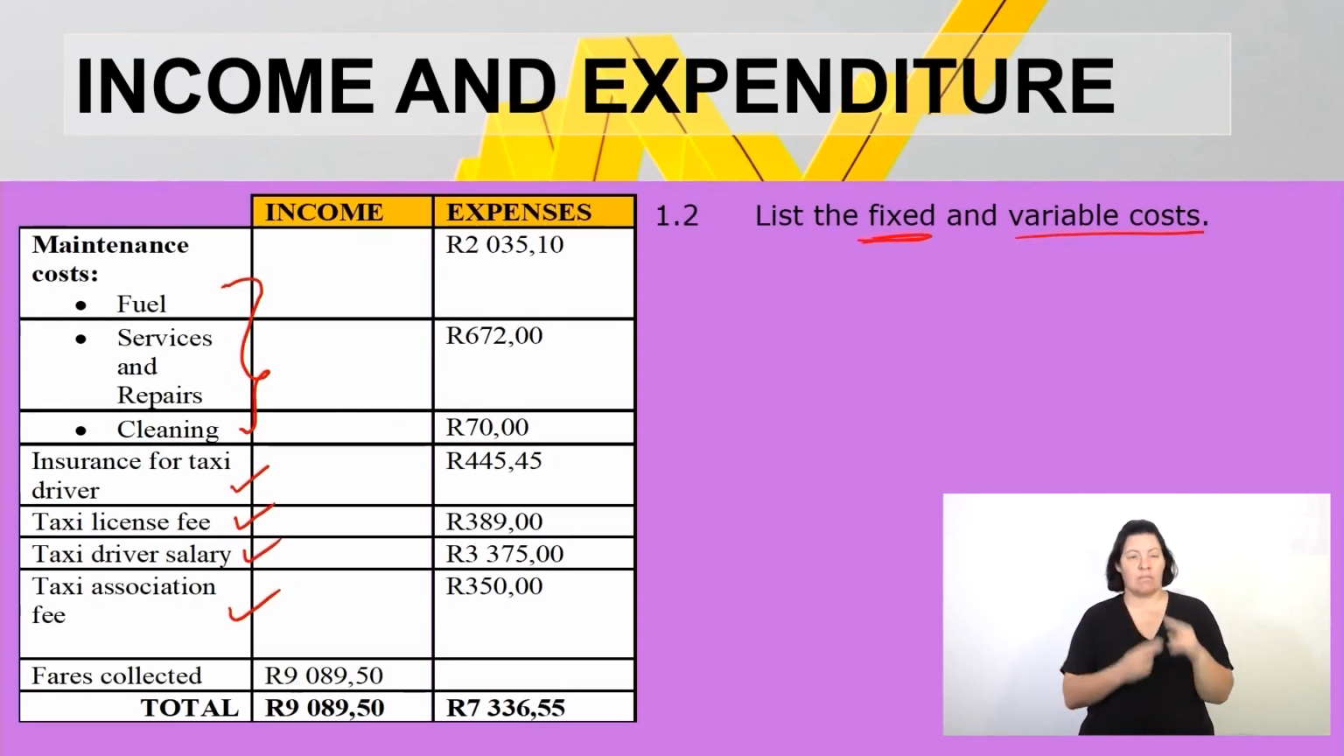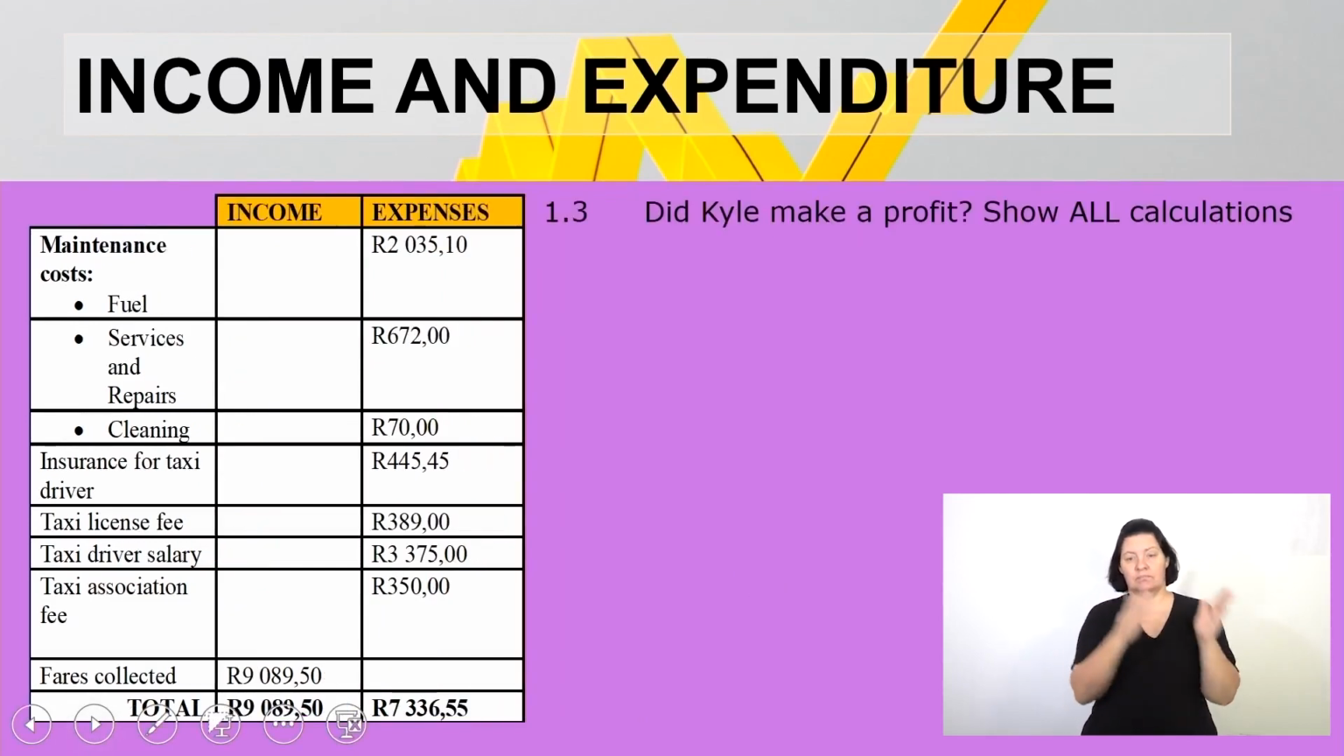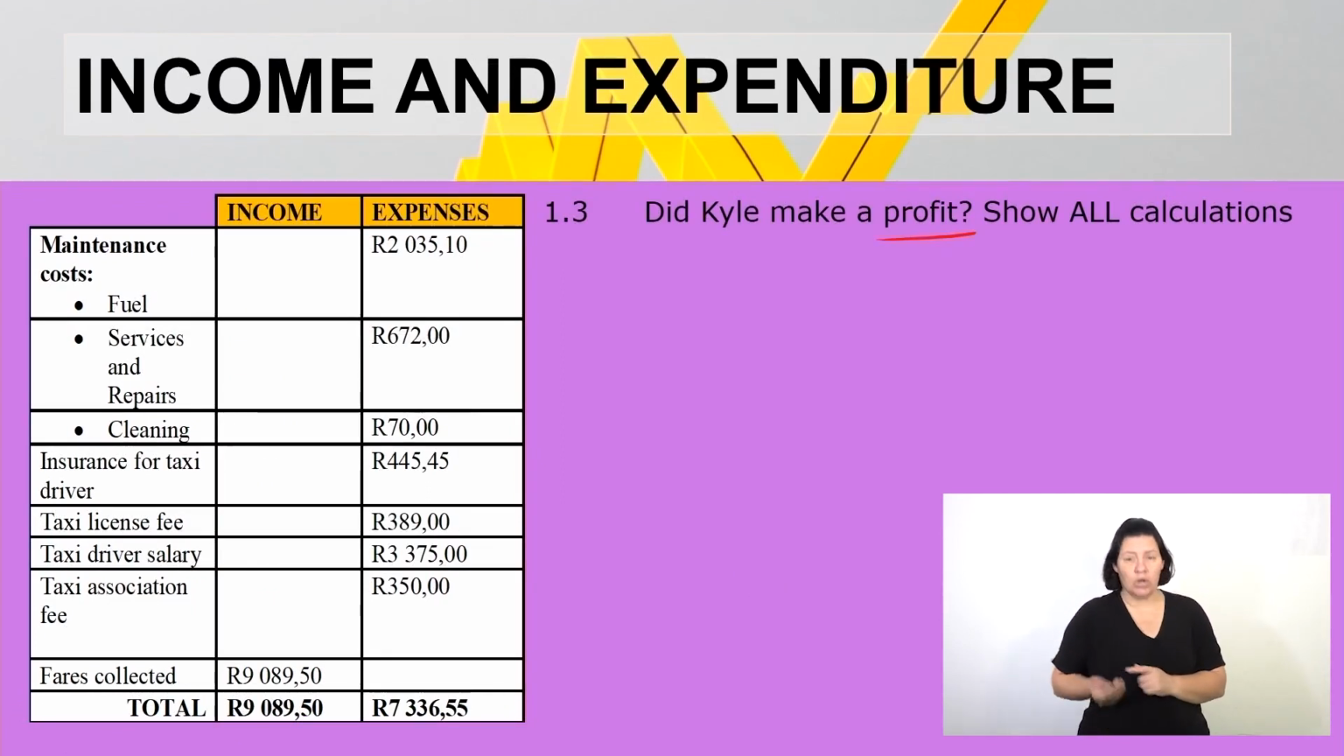Just to repeat that, your variable cost or variable expenses will be all the maintenance cost here, your fuel, services and repairs and cleaning, and then your fixed expenses will be insurance for the taxi driver, taxi license fee, the taxi driver's salary, as well as the taxi association fee. Now let's look at the next question. We want to know here, did Kyle make a profit? Show all your calculations. Now let's start with the 4 steps again.